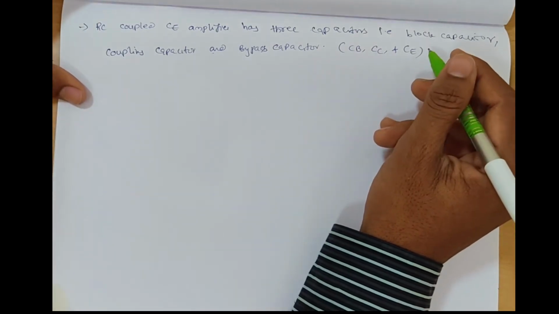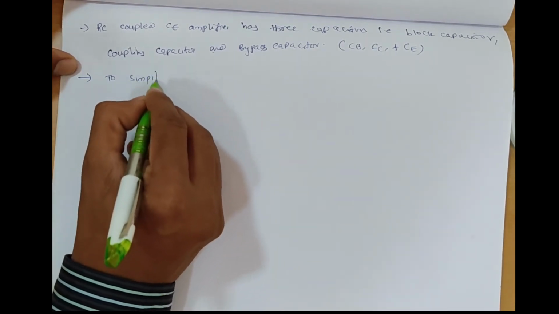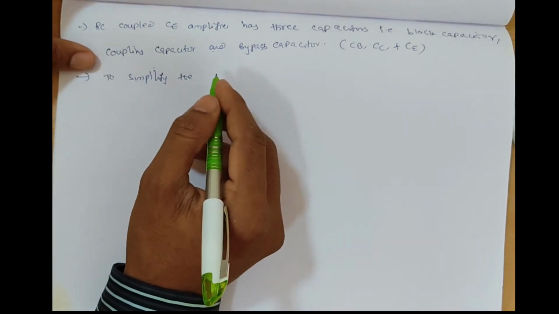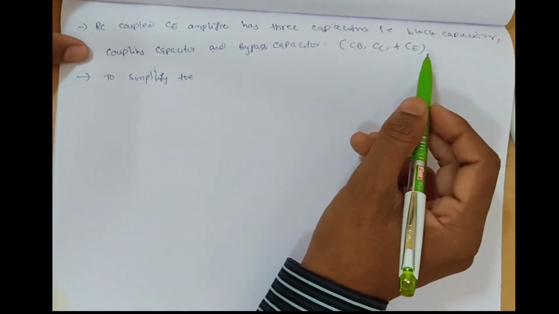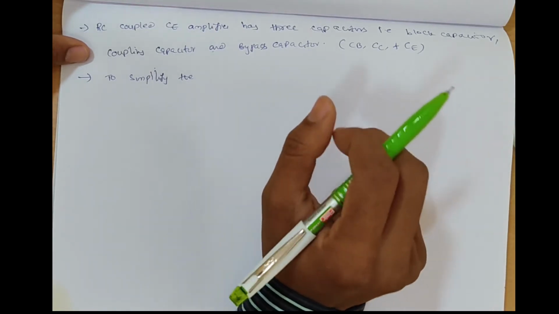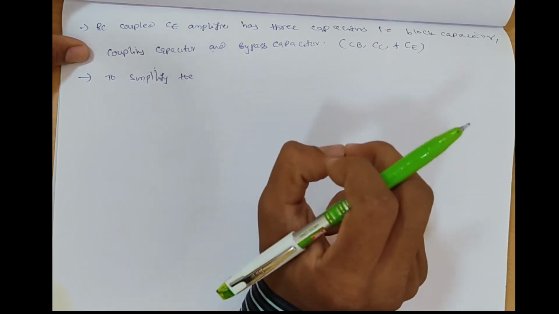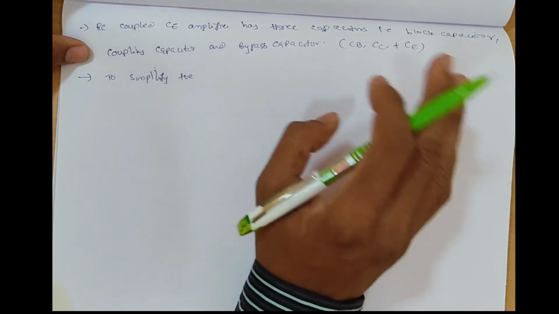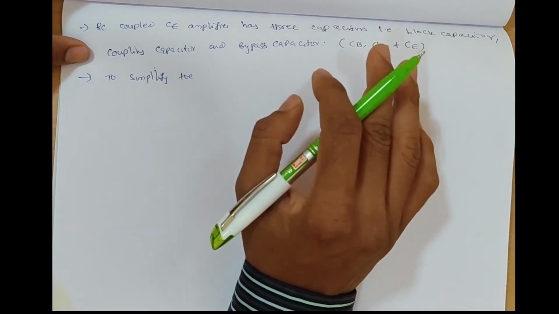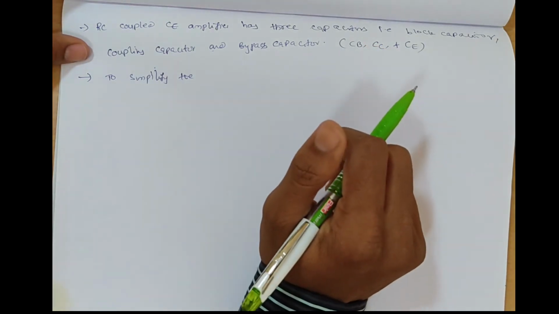To simplify the analysis of the effect of any one capacitor, we need to ignore the remaining 2 capacitors. At a time, we can analyze the amplifier with 1 capacitor only, with the remaining 2 ignored. Finally, we can write the effect of all the 3 capacitors.